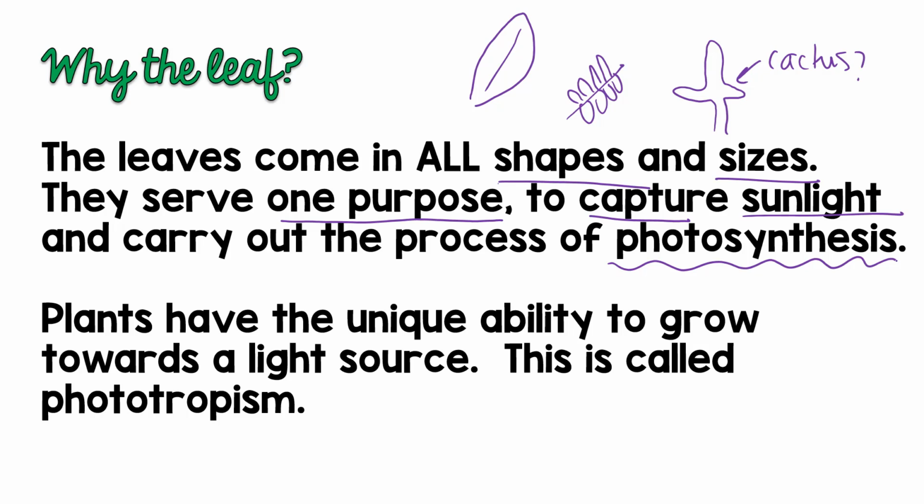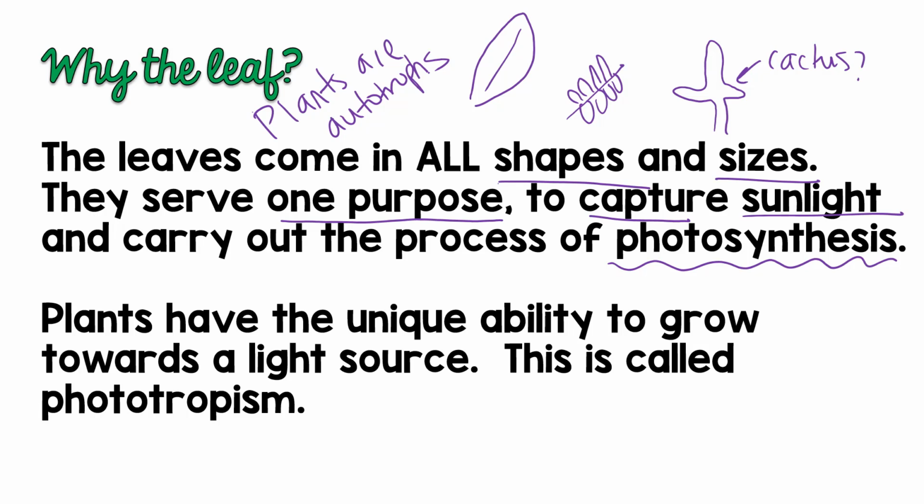Remember that plants are called autotrophs. Plants are autotrophs. And because of this, they're able to make their own food by capturing the energy from the sunlight and using that in the process of photosynthesis to convert sunlight and carbon dioxide into glucose, which we'll be talking about coming up in our next video lesson.